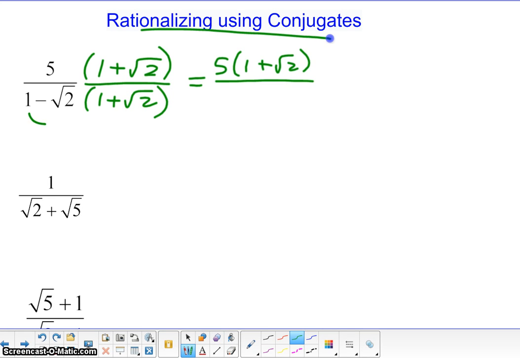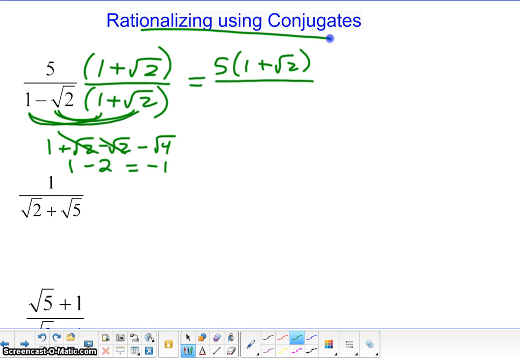And if I FOIL, and this is what's nice about a conjugate. Look what happens. This is 1. Outside is positive square root of 2. Inside is negative square root of 2. And last is negative square root of 4. If you simplify it, that goes away. This is 1 minus square root of 4 is 2. So you get negative 1 in the denominator. That will always happen when you're multiplying by a conjugate.